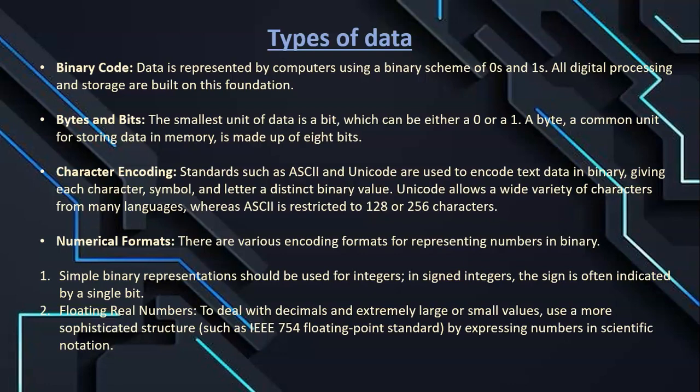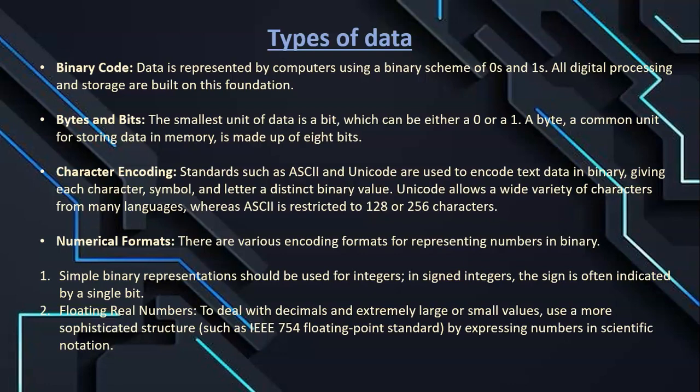Binary code: data is represented by a computer using a binary scheme of zeros and ones, for digital processing and storage built on this foundation. Bytes and bits: the smallest unit of data is a bit, which can be either a 0 or 1. A byte, a common unit for storing data in memory, is made up of 8 bits.